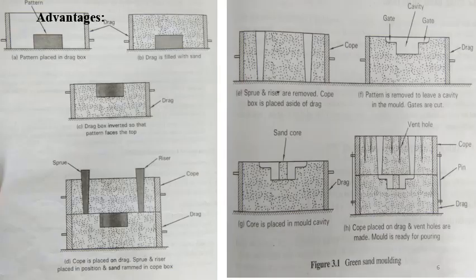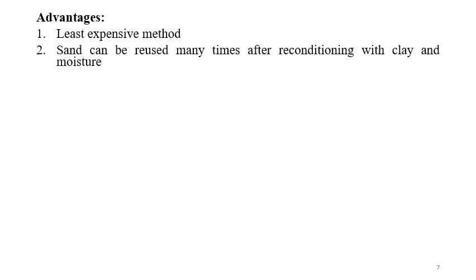Next, we go for the second one. For that, you can study the advantages of this process. It is the least expensive method, not complicated. The expense is less. Sand can be reused many times after reconditioning. Reconditioning means you mix it again with clay and water, and put it in the muller. Then you can prepare that sand and use it many times.